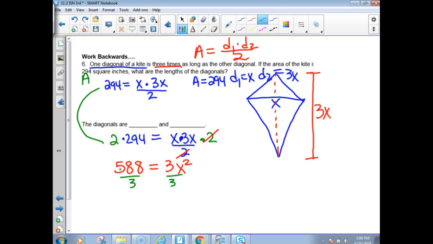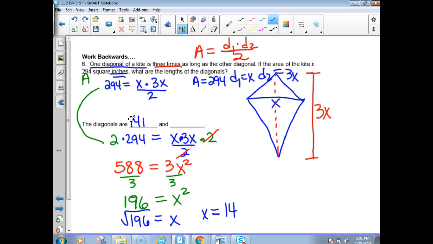588 divided by 3 is 196, equals x squared. Next, you need to take the square root, and we will finally have what we were looking for, which is x is 14. So we go back to the beginning, and we say the diagonal would be 14, and the units were inches. And the other diagonal would be 3 times 14, which would be 42 inches. Everything needs labels.